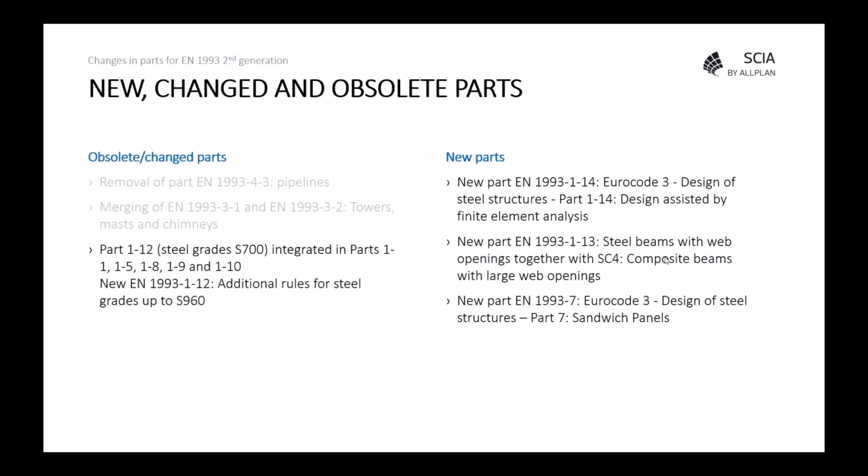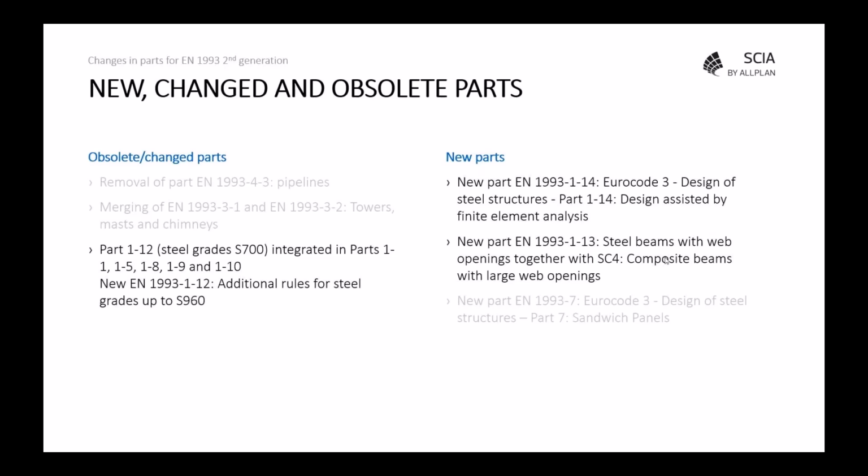The aim was to remove this part by integrating it into the existing parts, so part 1.1, 1.5, 1.8, 1.9, and 1.10. And this has been done, but after doing this, they decided to still keep part 1.12 and to add additional rules for steel grades even up to S960. So now part 1.12 will handle the steel grades from S700 to S960.